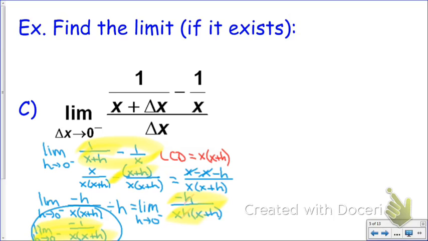Again, even though I'm asked to find the left-hand limit, as long as the general limit exists, that means that the left and right-hand limits are the same. So let's plug in 0 for h and see what happens. If I plug in 0 for my h, I then have negative 1 over x times the quantity x plus 0, which is going to give me negative 1 over x squared.